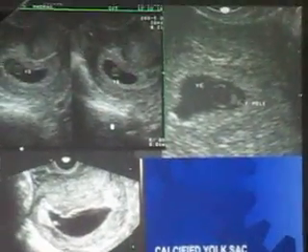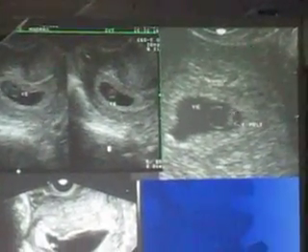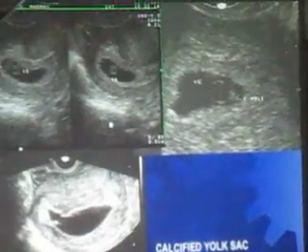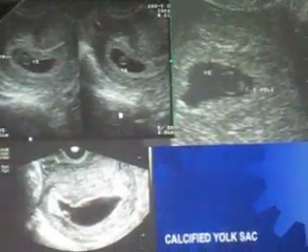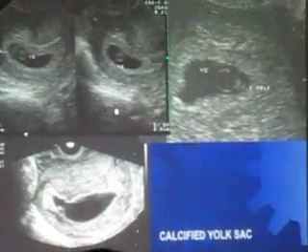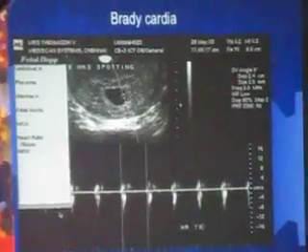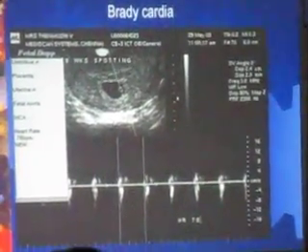So also likely, the fetal heart may be present, but this pregnancy is likely to end up in a negative outcome. Then you can see a large yolk sac, or you can see a calcified yolk sac. Sometimes a calcified yolk sac can proceed to normal pregnancy, but a large yolk sac you have to watch out whether it's having problems. Here you can see fetal bradycardia.